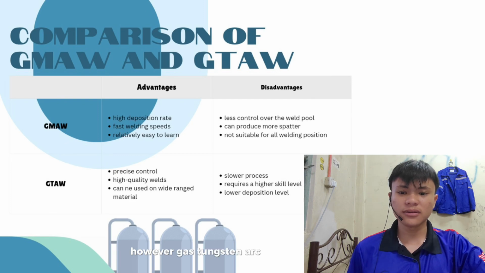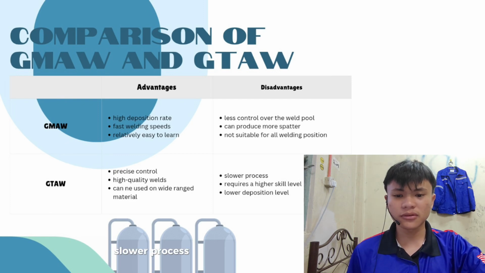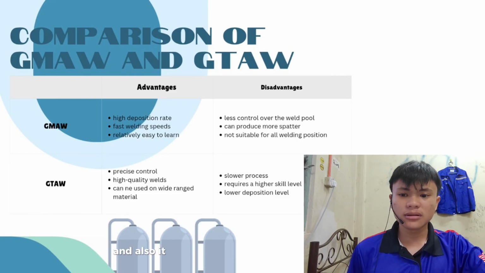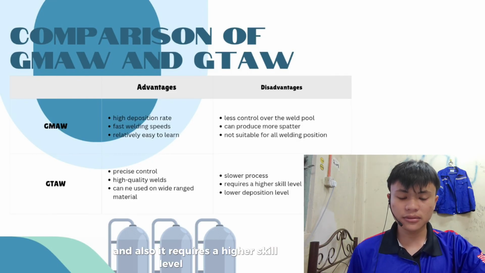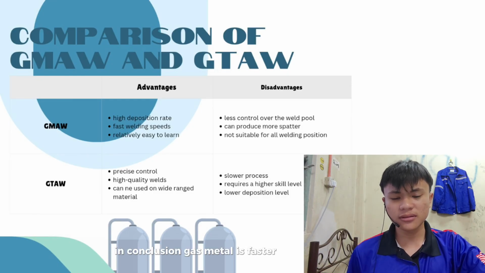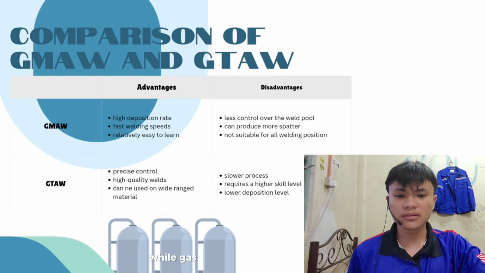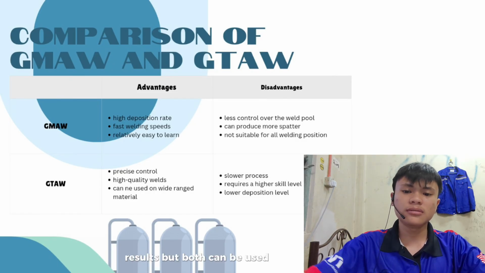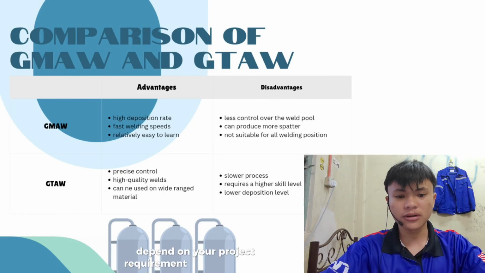However, gas tungsten arc welding is a slower process compared to gas metal, and it requires a higher skill level to master, and it has a lower deposition rate, so it's not as fast for thick materials. In conclusion, gas metal is faster and easier to use, while gas tungsten arc welding provides more precision and cleaner results. But both can be used depending on your project requirements.